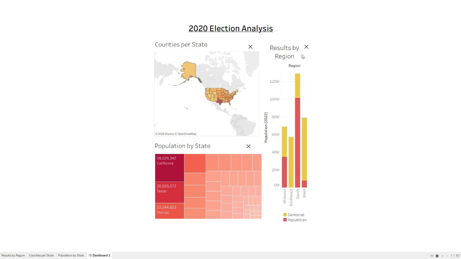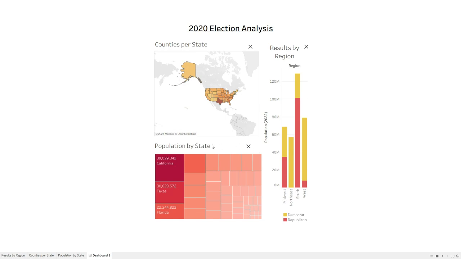Next, let's explore the bar chart showing election results by region. Political campaigns often decide where to invest time, money, and advertising based on which regions are highly competitive and which consistently favor one party. When we look at the Midwest, it's split almost evenly between Democratic and Republican support. The presidential candidate might use this information to increase their presence in a region in hopes of gaining enough support to swing the outcome in their favor.